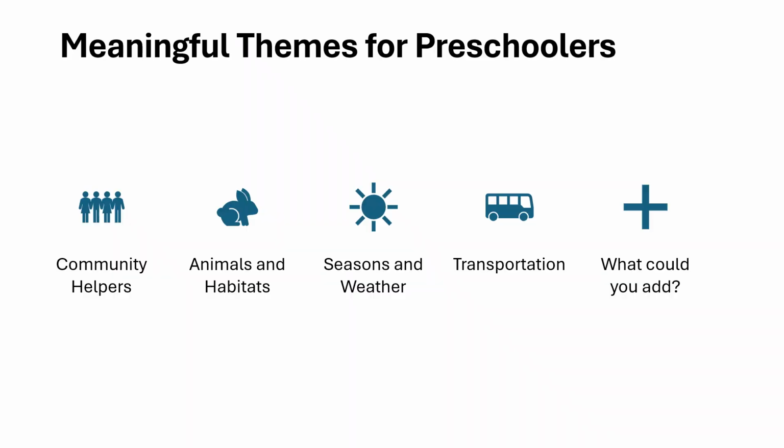Let's look at some examples of themes you could use in your classroom. Community helpers could include learning about firefighters, doctors, and mail carriers through role play, books, and art. Animals and habitats allows exploration of animal characteristics, environments, and sounds through observation and creative activities. Seasons and weather can be used to study changes in the environment, measurement, and seasonal celebrations. Transportation provides opportunities to count vehicles, explore maps, and act out different modes of travel.